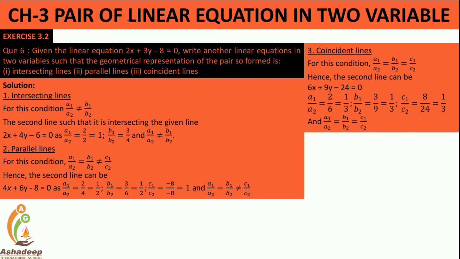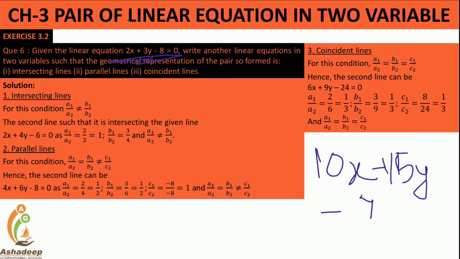So 5 2s are 10. And this equation multiply it with 5. 5 2s are 10x. 5 3s are 15. 5 3s are 15y. And minus 5 8s are 40 is equals to 0.